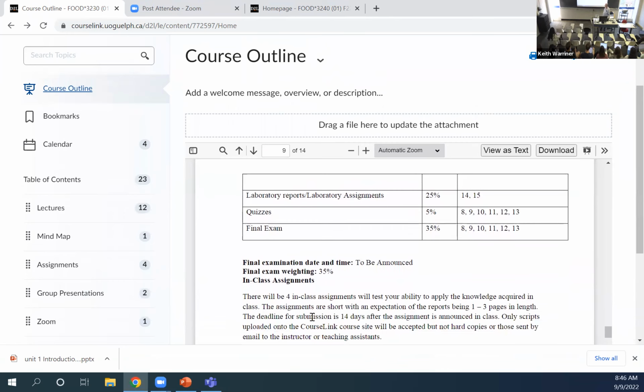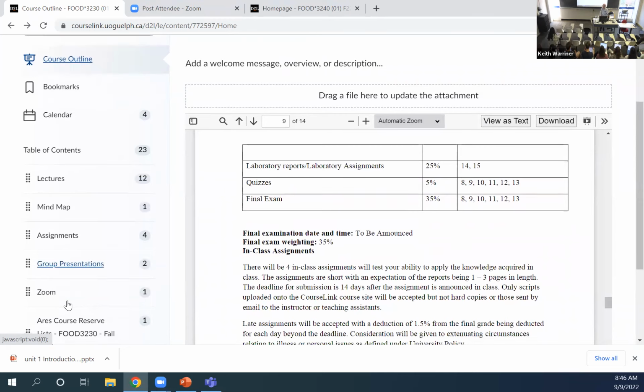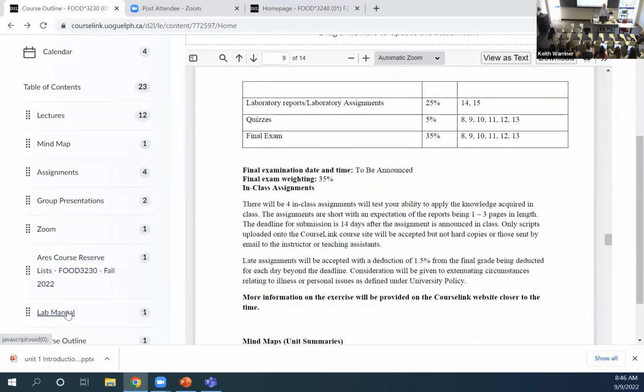All right, so again, the laboratory reports, we'll talk a bit more on Tuesday about these because the 3240 people will be getting confused. So you go to the lab manual, which is here, and you just answer the questions after each lab. But anyway, you know how to do that.